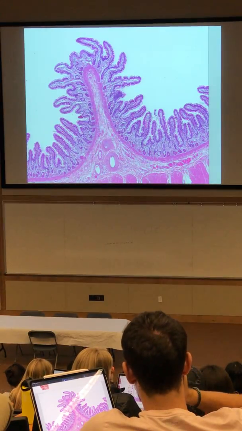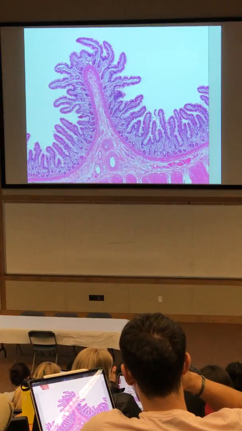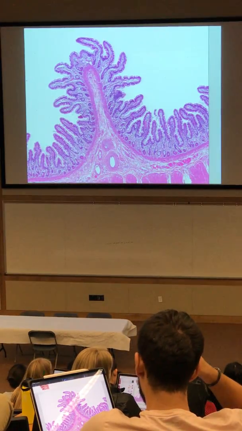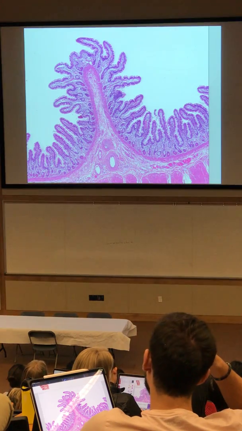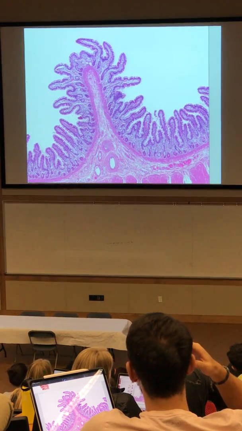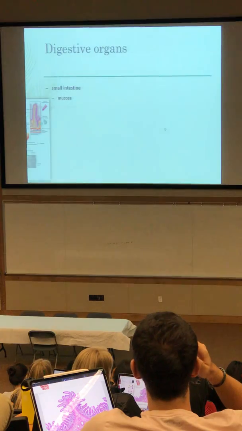Now it looks like these are just little round balls. That's because they got cut in cross-section rather than longitudinal section. If you cut them in longitudinal section, they're going to look more like this. So you can see the crypts are like test tubes. I keep hitting that button, sorry.